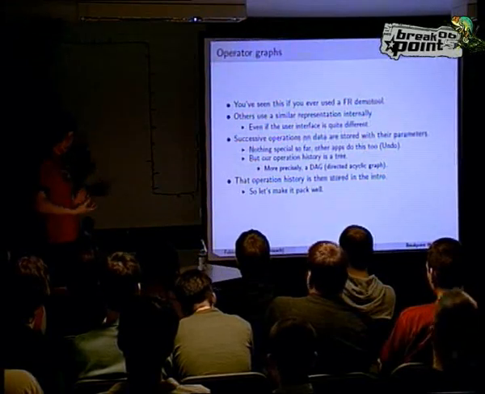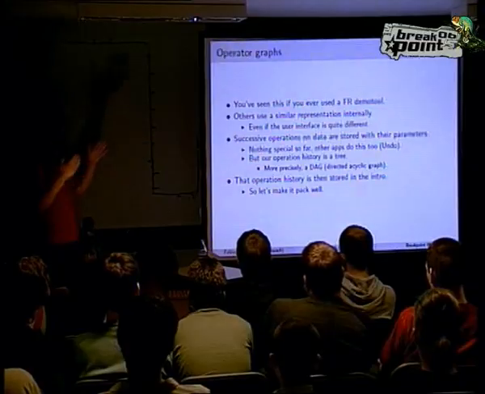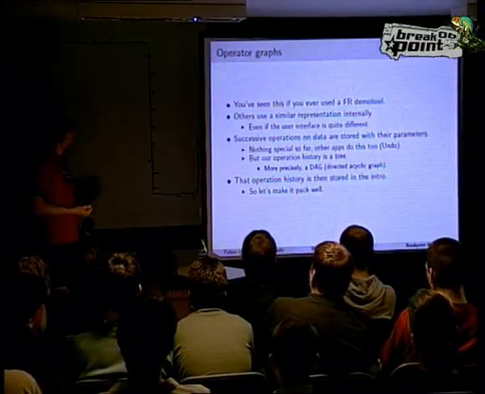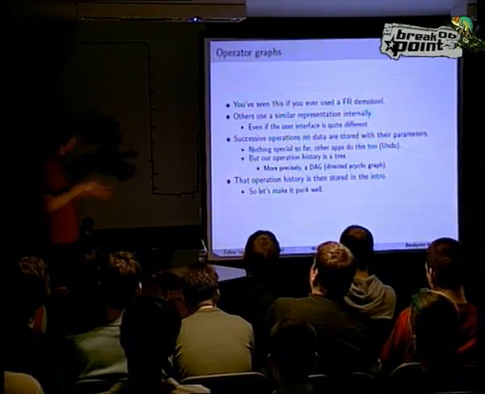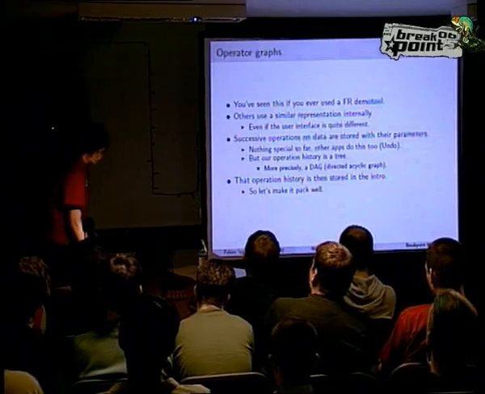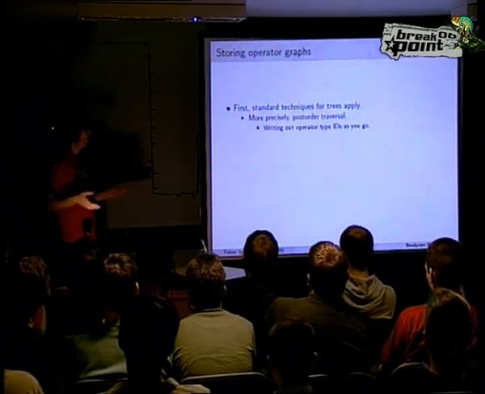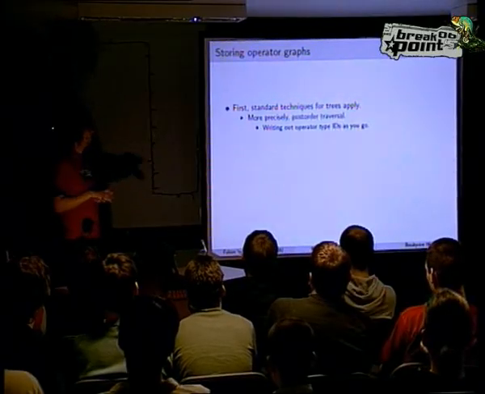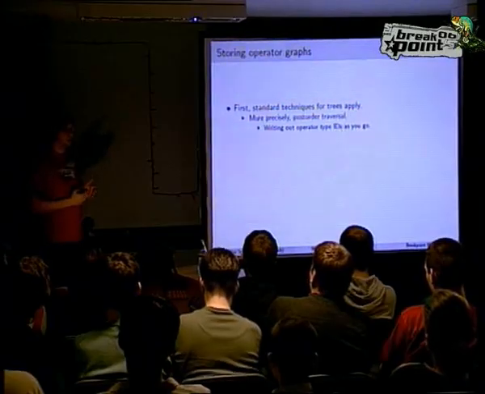This operation history of what has to be done to reproduce the intro data that the graphician did is then stored in the intro. So we're interested in how to make that pack well, because that is the main part of data we would store in any intro. And well, first, this is basically a tree, or looks like a tree at least. So you can do standard techniques you would do in trees.